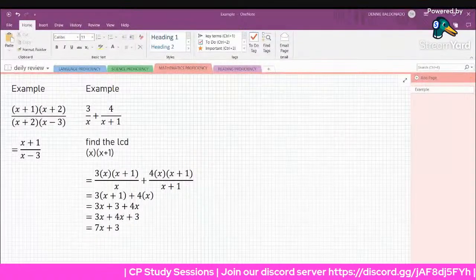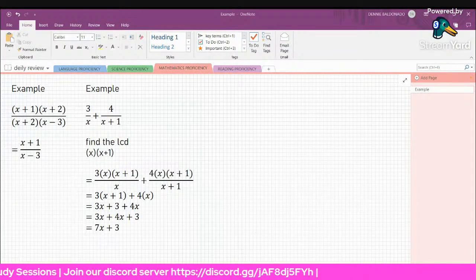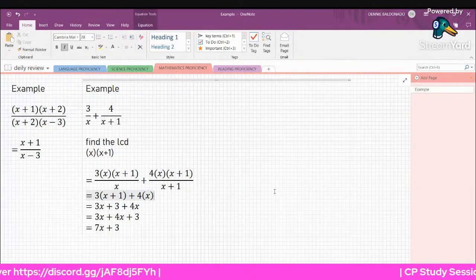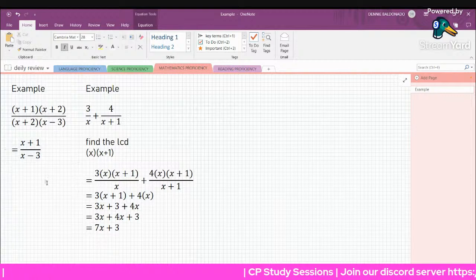So, ayan, naka-share screen na yung dalawang example ng division. So proceed muna tayo sa una nating example.